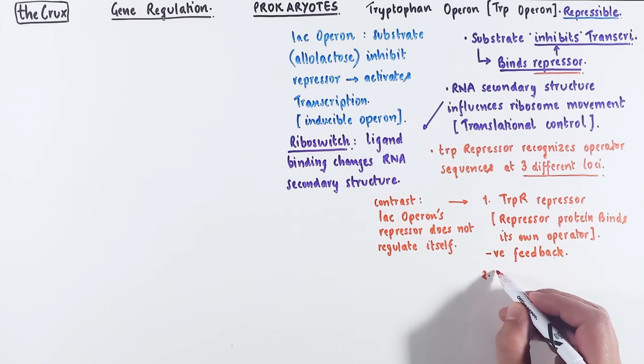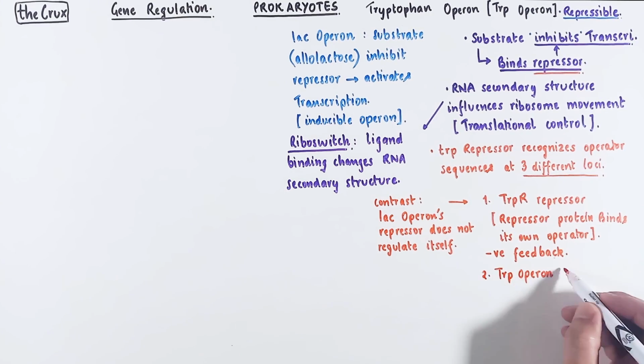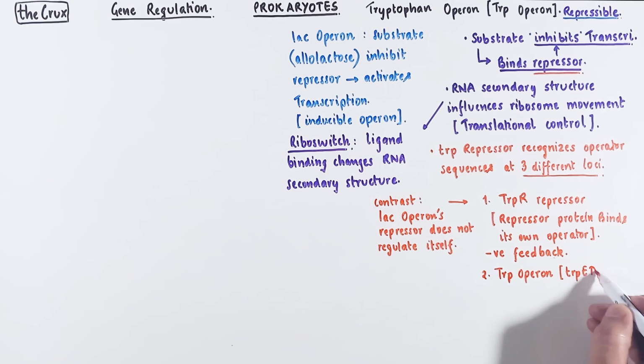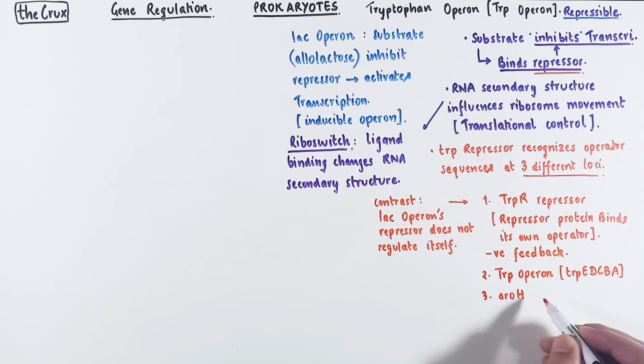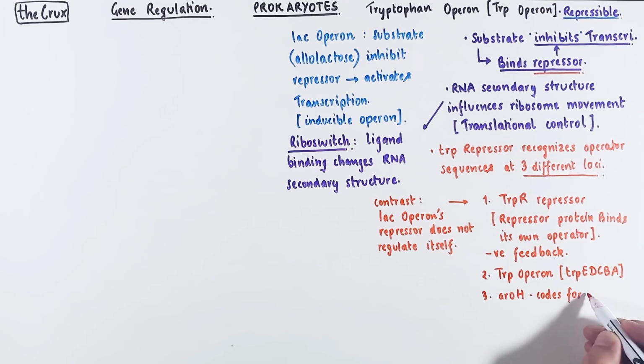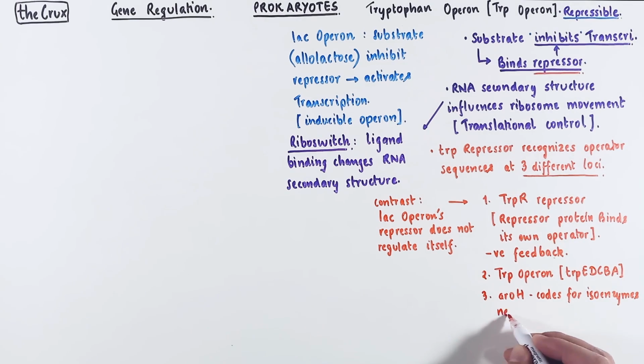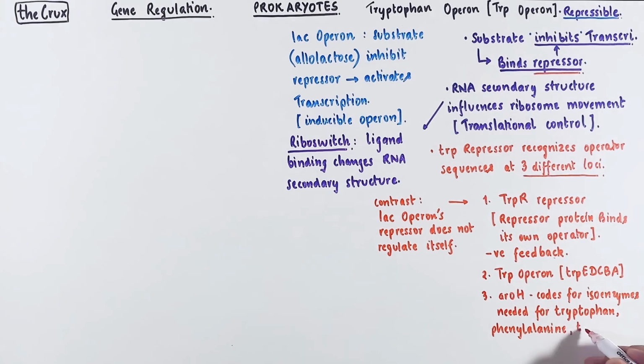The second locus that it regulates is the trp operon itself, which has 5 genes, E, D, C, B, and A. Remember that the lac operon only had 3 genes named Z, Y, and A. The third locus that the trp repressor binds to is the aroH gene in the aro operon. The aroH encodes an isoenzyme required to make 3 aromatic amino acids, which are tryptophan, phenylalanine, and tyrosine. So there is some shared functionality here.